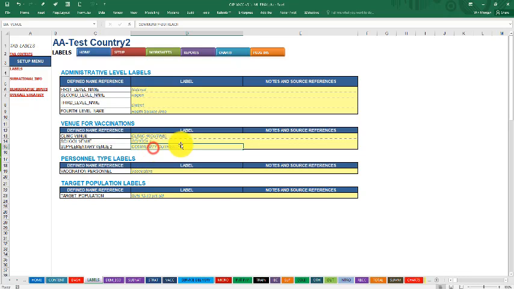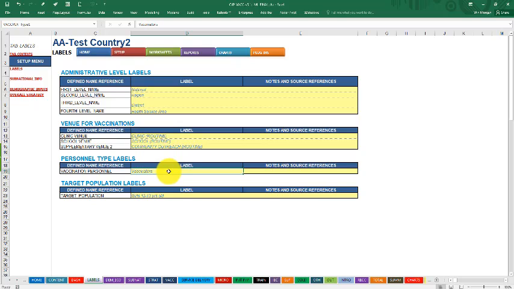And the third one is in the community for those people who can't or aren't in school and so can't get the vaccinations there. So we call that usually community outreach. And I often like to put in that it's routine, or if it's a special campaign, because often that will determine what your costs are going to be. So there you go. Venue, clinic, school, community outreach are usually what you can use.